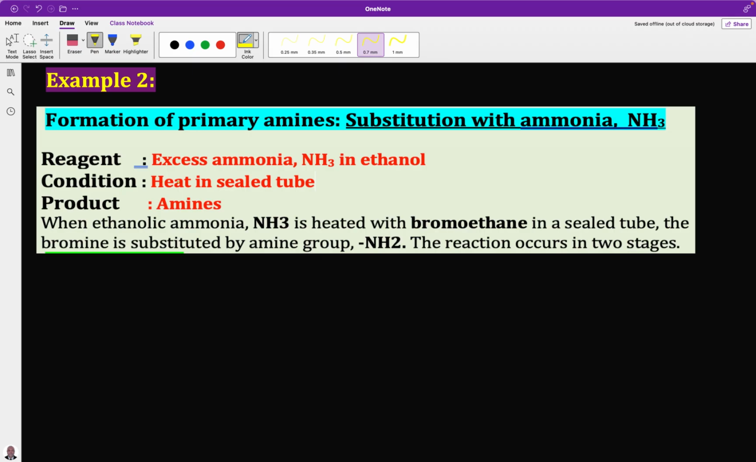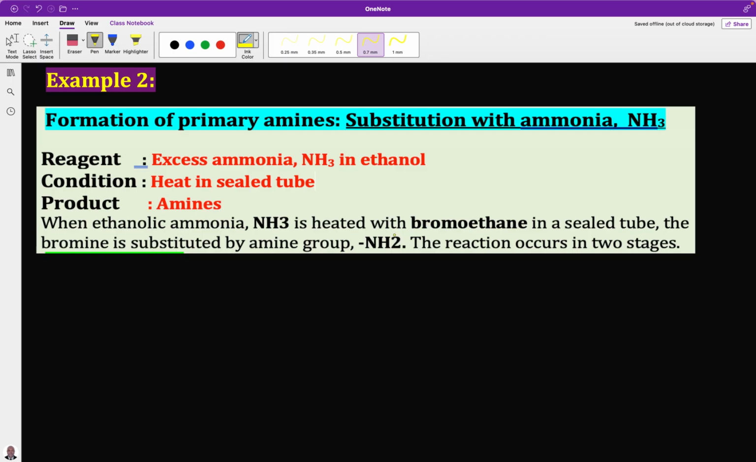So our reagent in this substitution with ammonia is excess ammonia. Excess ammonia is always needed because it's a lengthy process. Excess ammonia in ethanol. This reaction is heated in a sealed tube, and this results in an amine. So when ethanolic ammonia is heated with bromoethane in a sealed tube, the bromine is substituted by an amine group.